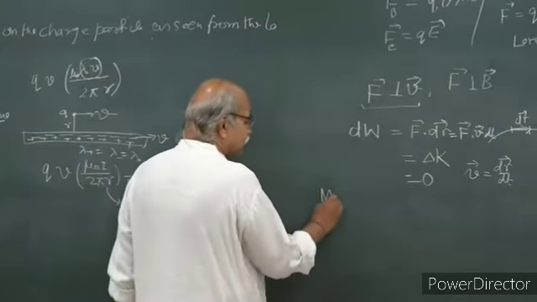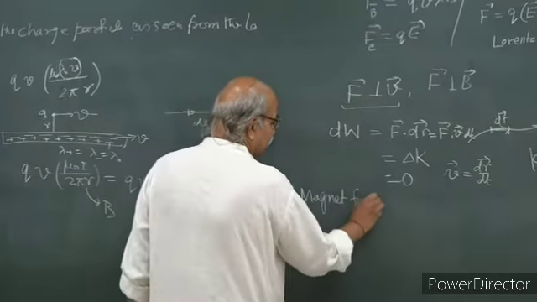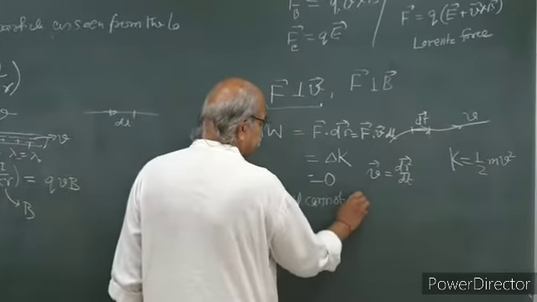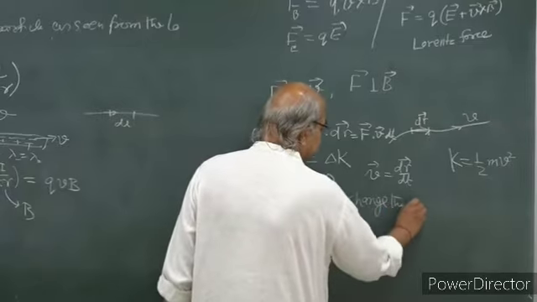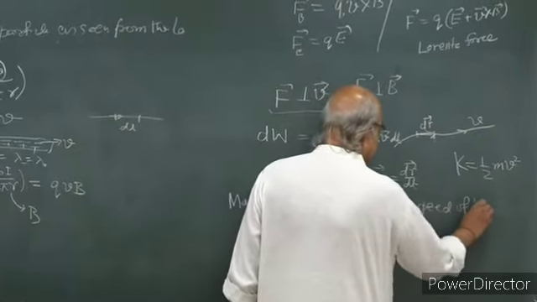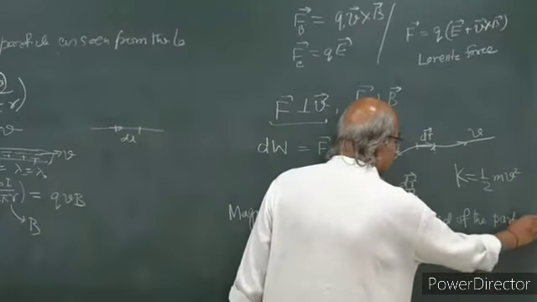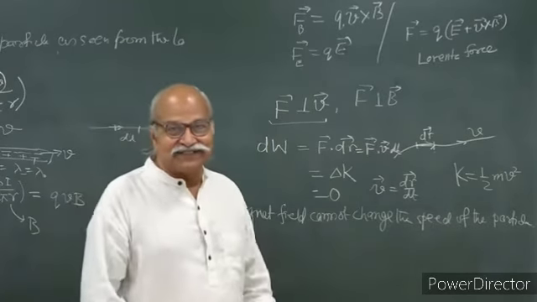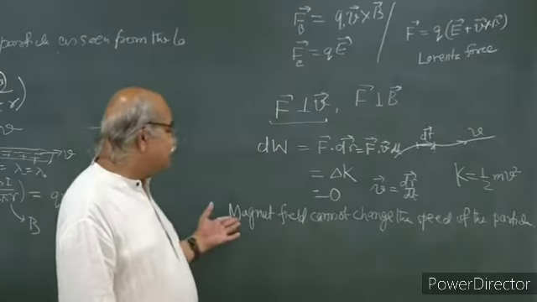So, magnetic forces or magnetic field cannot change the speed of the particle. It cannot speed up things, it cannot slow down things. The speed remains the same under magnetic fields.